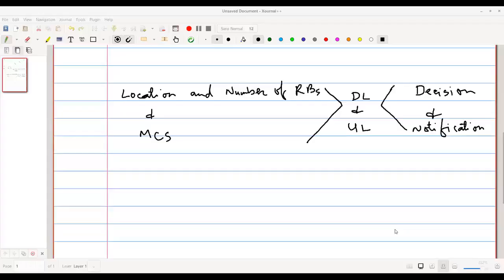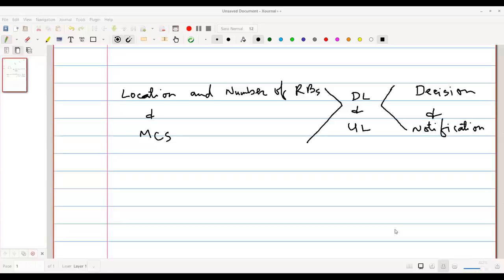For resource allocation, basically two types of information you need. First, where the resource blocks are allocated. In every slot, you have resource blocks created, and in 20 megahertz, there are 100 resource blocks. So in one subframe, there are 200 resource blocks, with 100 per slot along the frequency range. So which resource blocks are allocated to a particular user?